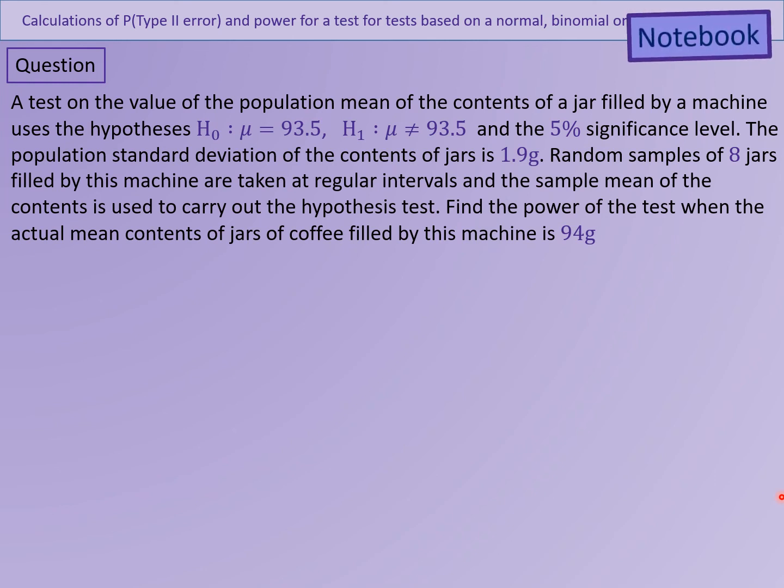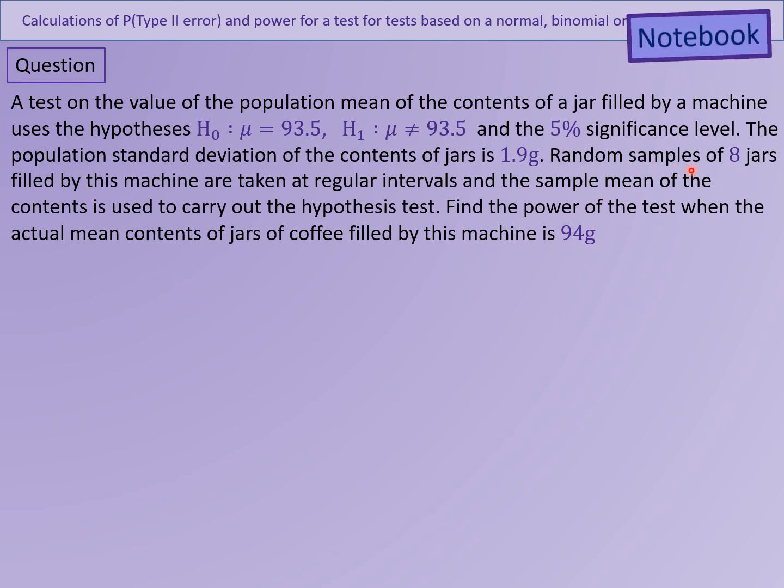A test on the value of the population mean of the contents of a jar filled by a machine uses a hypothesis H0 where the mean is 93.5, against the mean not being 93.5. So we're seeing a two-tail test here, at a 5% level of significance. The population standard deviation of the contents of the jar is 1.9 grams. Random samples of 8 jars filled by the machine are taken.